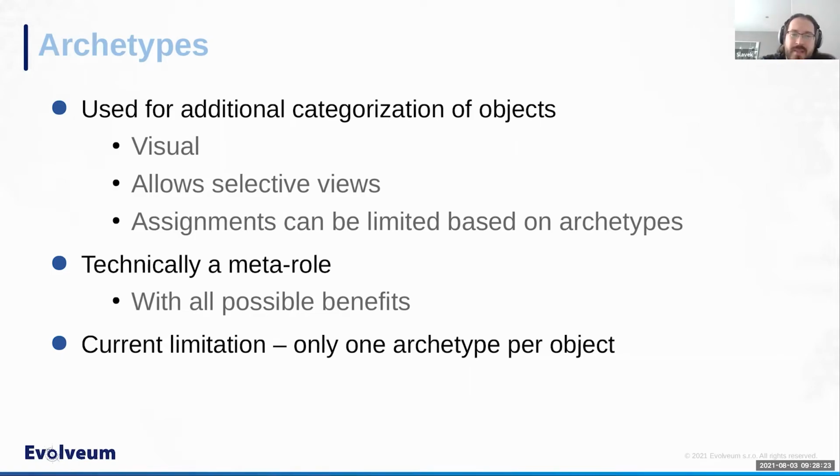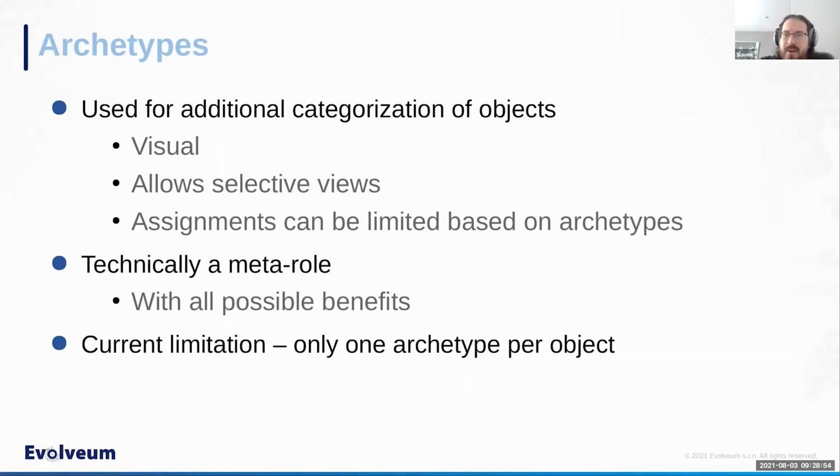There's one current limitation with archetypes. For now, only one archetype is allowed per object. So that might limit you. For example, if you want the archetypes employee and student, you might hit the limitation because it's quite normal that some students are employees at the same time. So this is not possible at the moment. But for the future, we are thinking about how to remove this limitation.